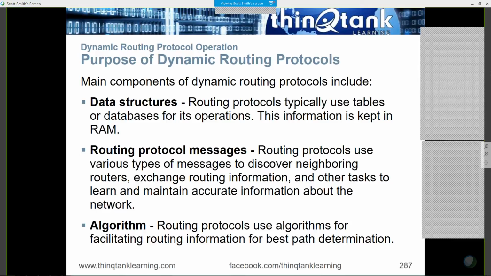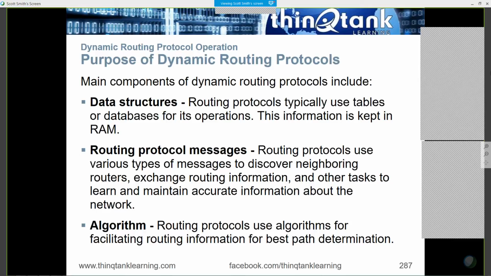I know it seems like a lot of information. It is. But we're going to see this over and over again as we start to get into each of the protocols individually. So this is not the only time you're going to see a reference to these three things.